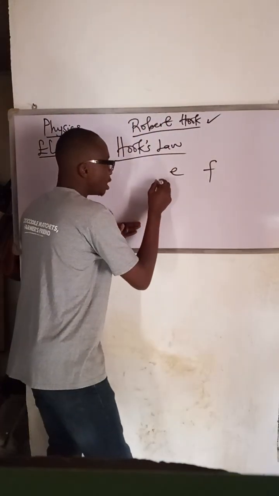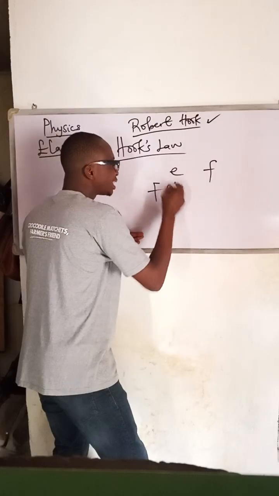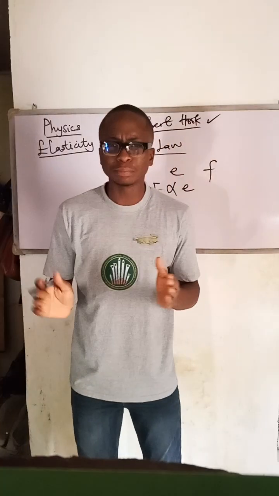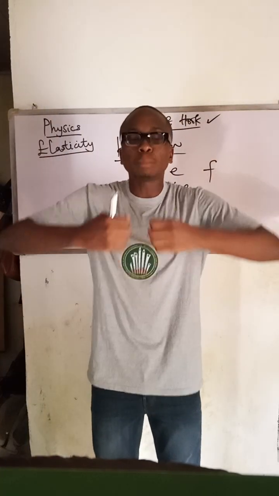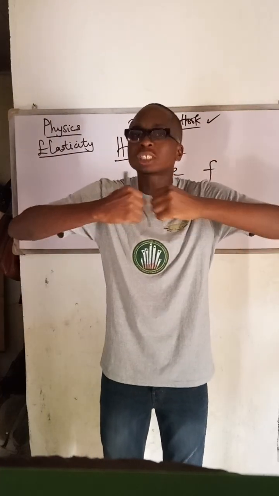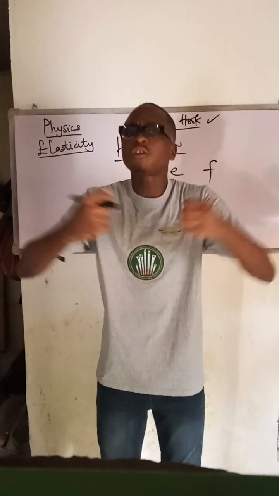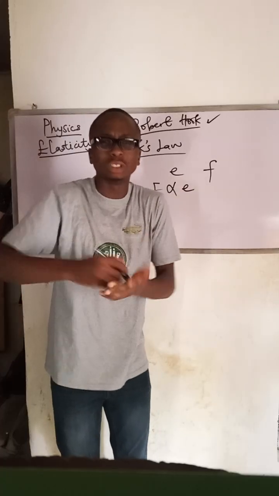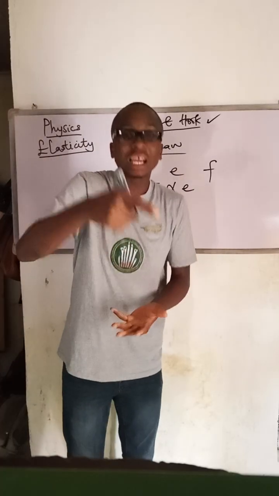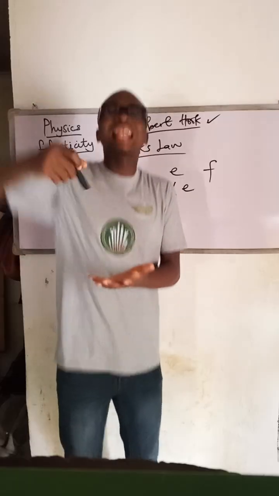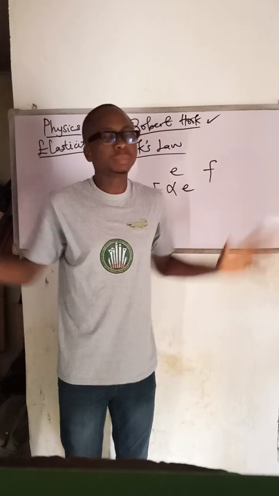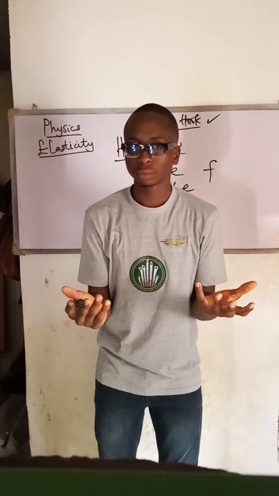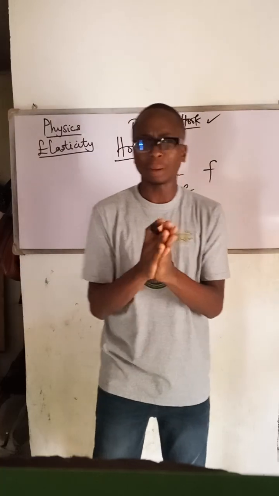It means that if the force is directly proportional to the extension, this is very, very simple. If I bring a rubber band here and apply a force on it, the more force I apply, the more it expands. That is Hooke's law. The extension is directly proportional to the applied force, but the elastic limit must not be exceeded, which means you will not draw that band to the point whereby it will cut or lose shape. That is just what Hooke's law is all about.